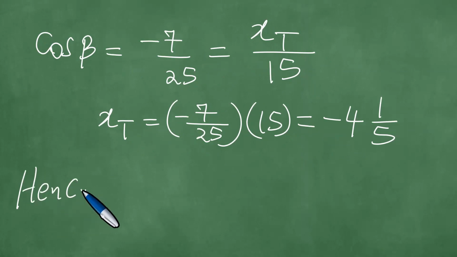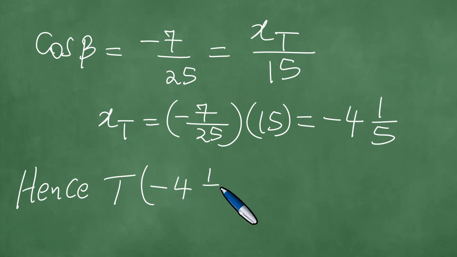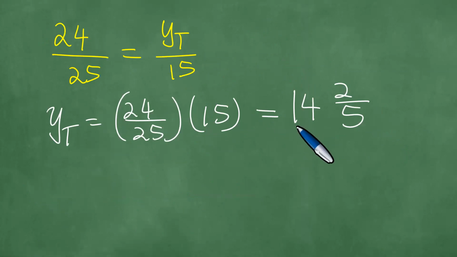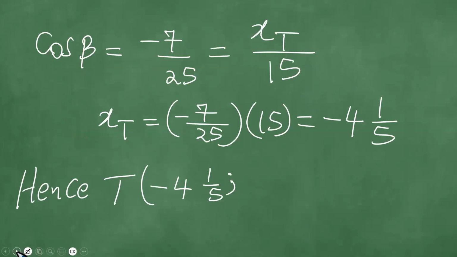The conclusion hence is therefore that the coordinate of T would be the x at T, which is minus 4, remainder 1 out of 5, and the y at T, which is 14 and 2 out of 5.